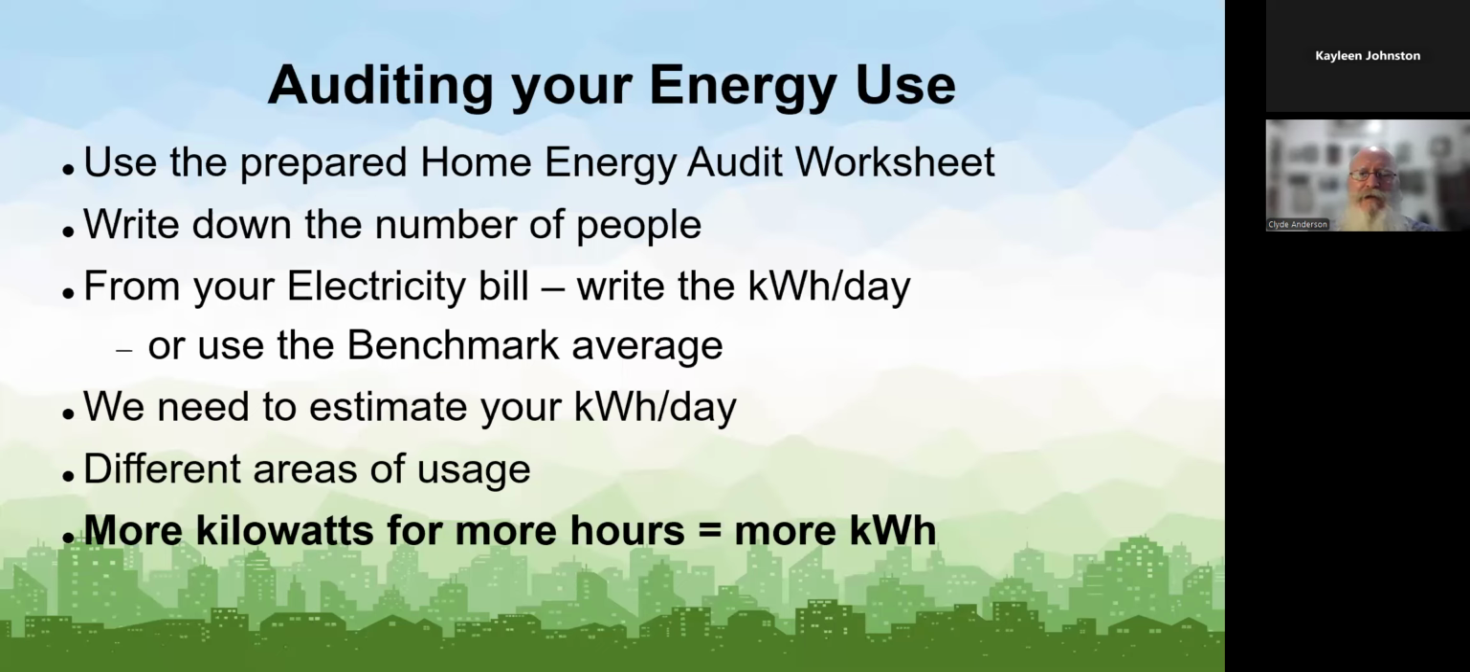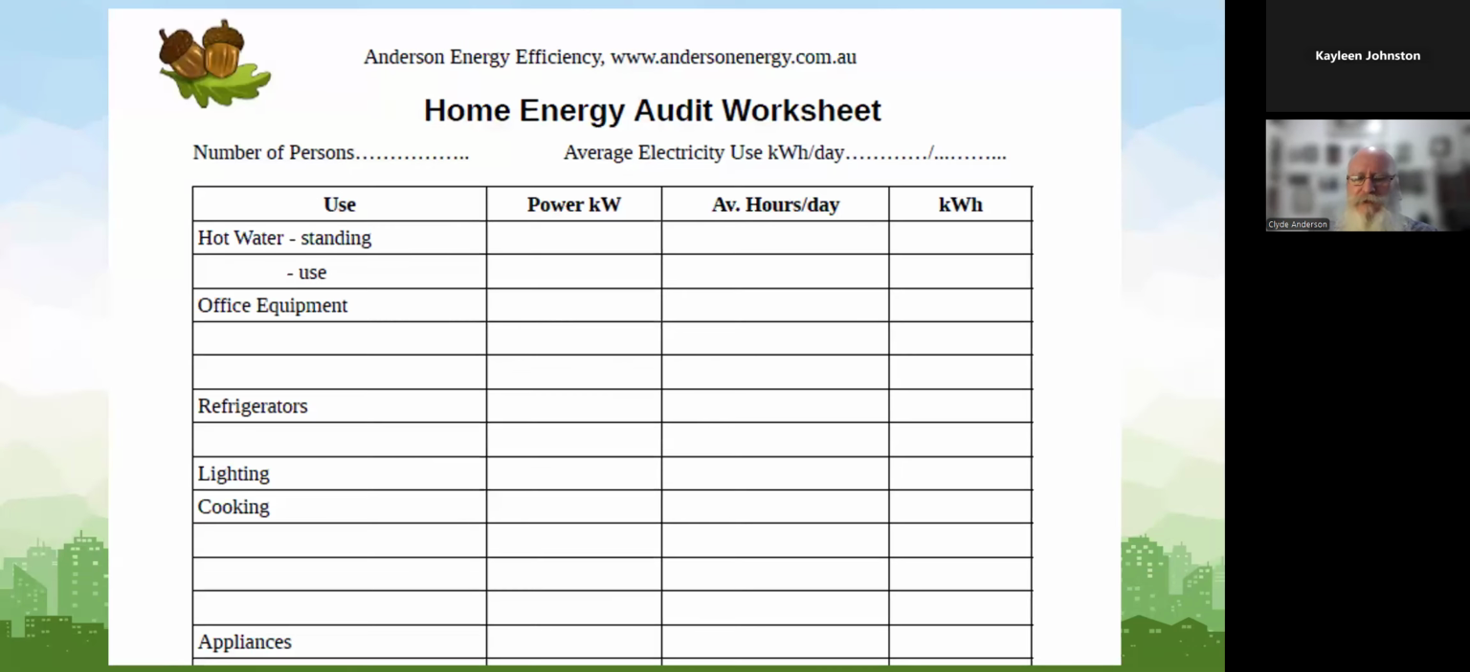So on that home energy audit worksheet, this is what it looks like if you haven't got one. That's the worksheet that we sent. Up the top here, you've got the number of persons, average kilowatt hours use per day. Well, I've given a split here. You might want to have a peak and an off-peak figure because different appliances like hot water, for example, may be off-peak, and we can count that separately if you want to.